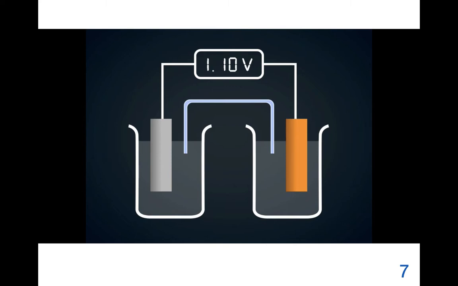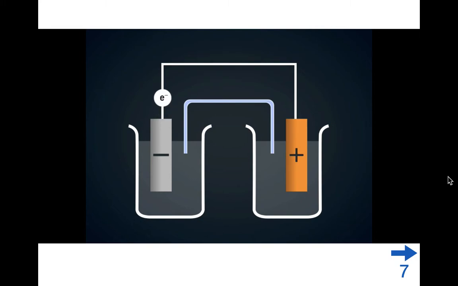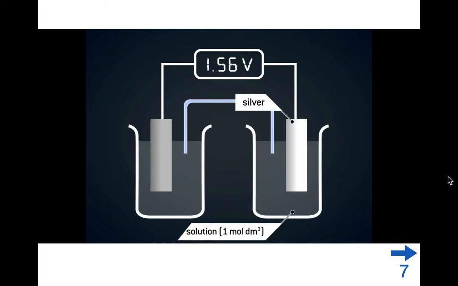The potential difference of this cell under standard conditions is 1.1 volts. The zinc electrode is more negative than the copper electrode, so zinc is a better reducing agent. If the voltmeter were removed, electrons would flow from the zinc electrode to the copper electrode. Different cells have different potential differences. If the copper electrode is changed to a silver electrode, the potential difference is 1.56 volts.